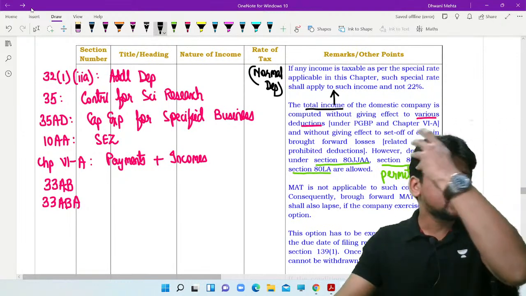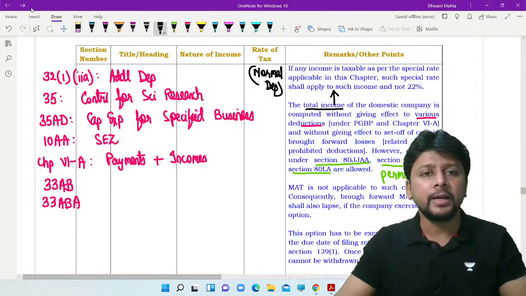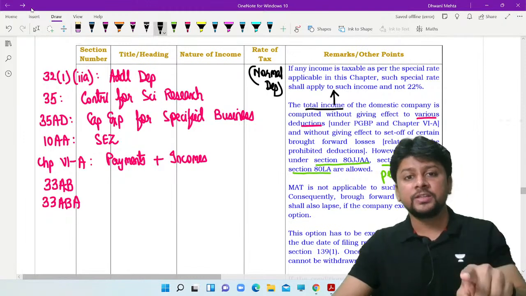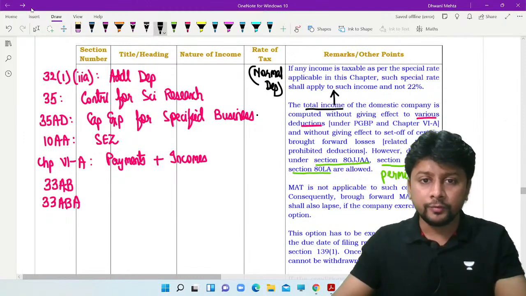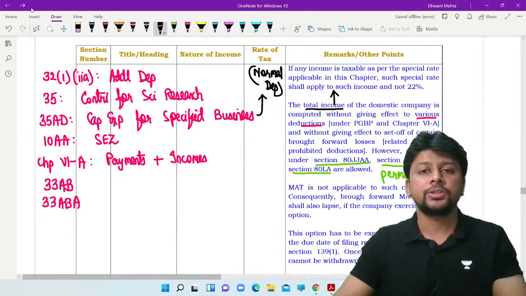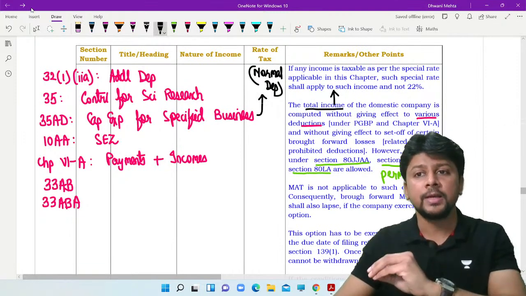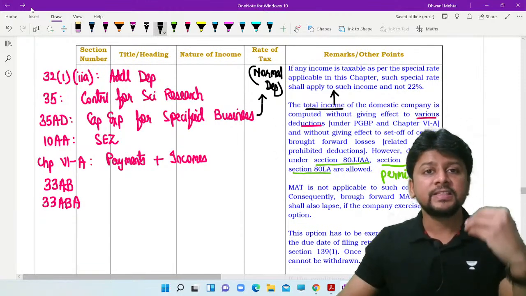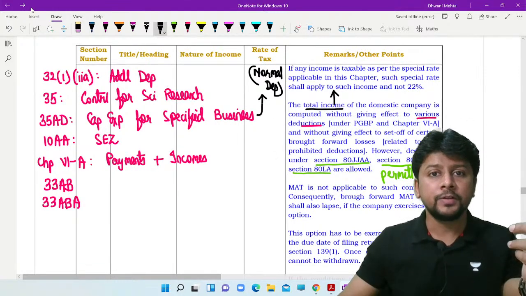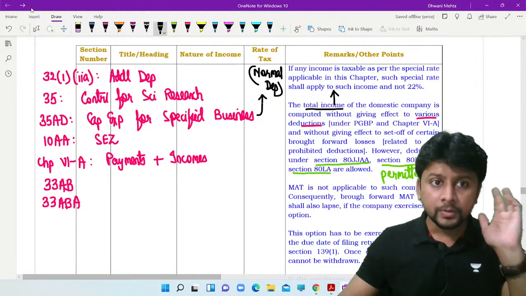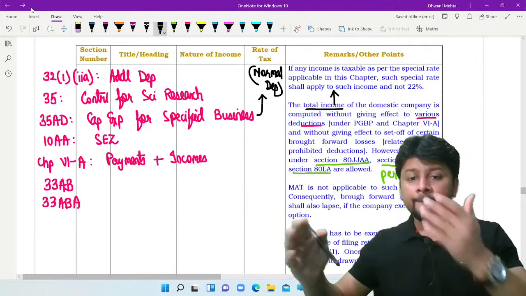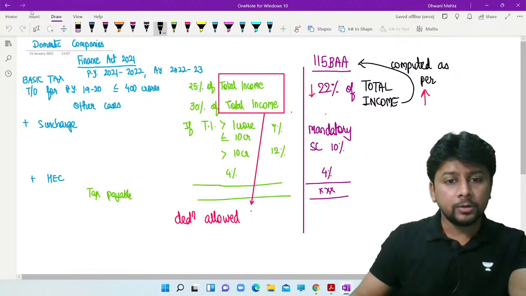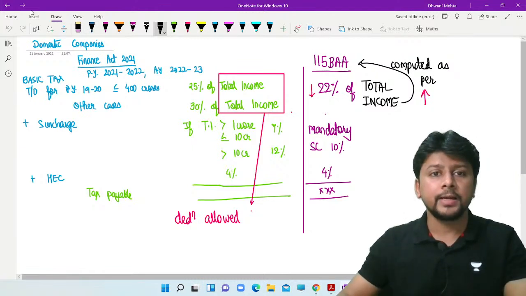Contributions for scientific research, which will be debited to the P&L account, will have to be completely disallowed. 35AD, capital expenditure for specified businesses, is not permitted. For this also, normal depreciation will be permitted. Normal depreciation will be calculated. Additional depreciation will not be allowed. 10AA SEZ profits, export oriented profits, no deduction allowed. So my total income will be computed on the higher side as compared to the budget calculation.